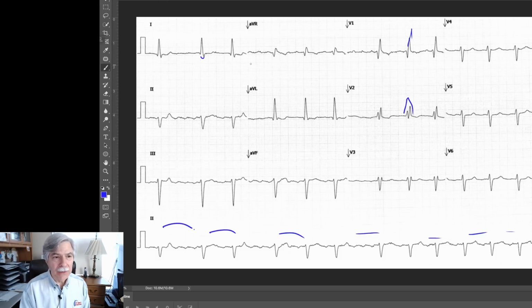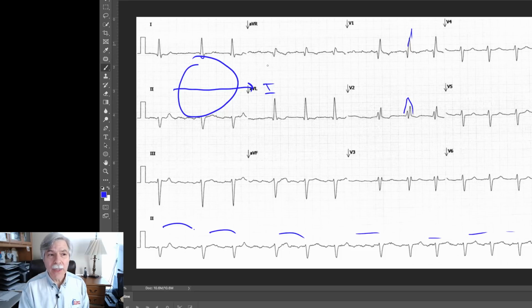And in addition, if you look at the axis in the frontal leads, if this is lead 1, you notice that it's isoelectric in aVR. So when it's isoelectric in aVR and it's going away from 2, 3 and aVF, that means the axis is up here someplace at minus 60, and that tells us that we have a left anterior hemiblock. So the patient has a bifascicular block, with a right bundle branch block and left anterior hemiblock.